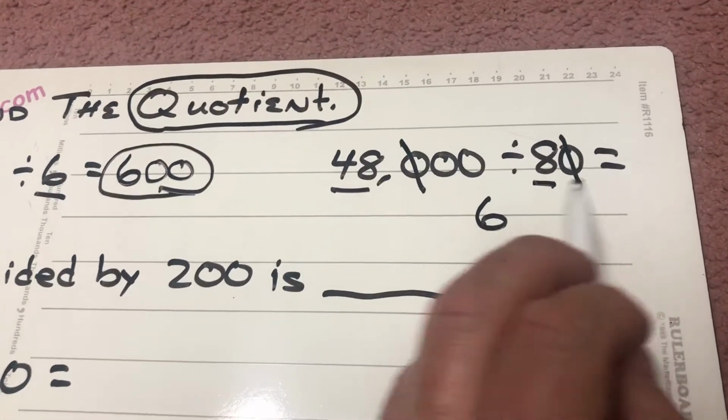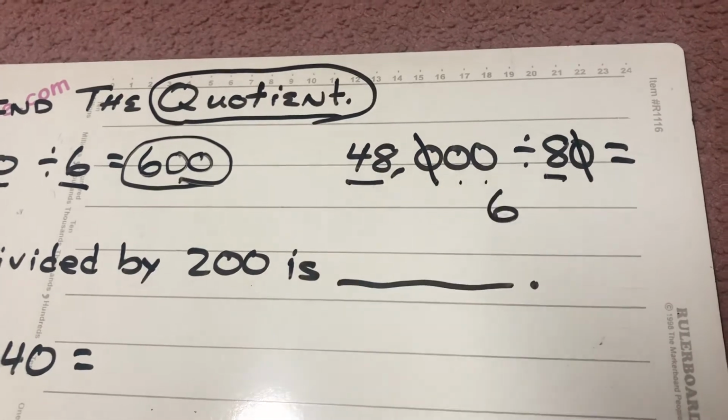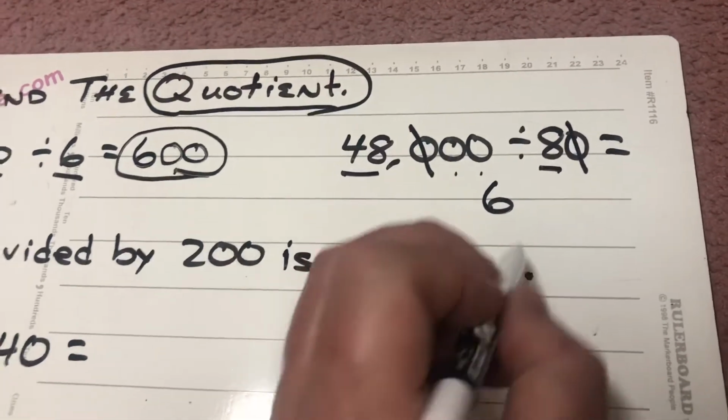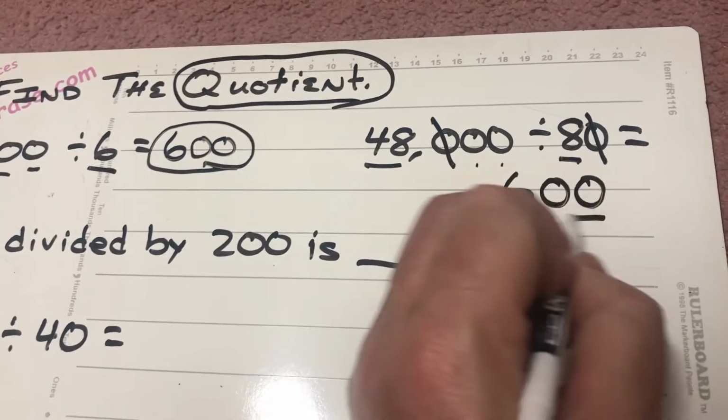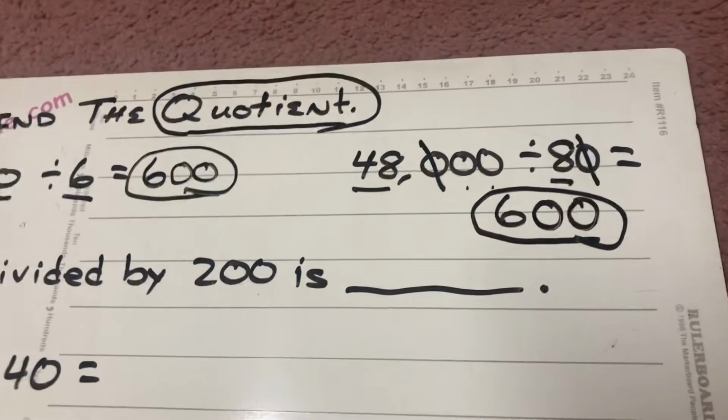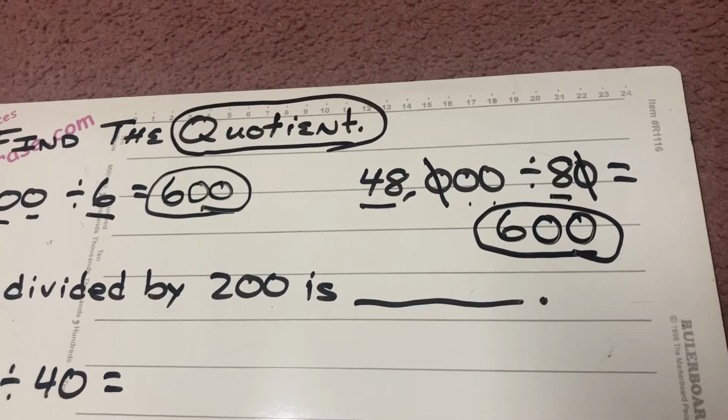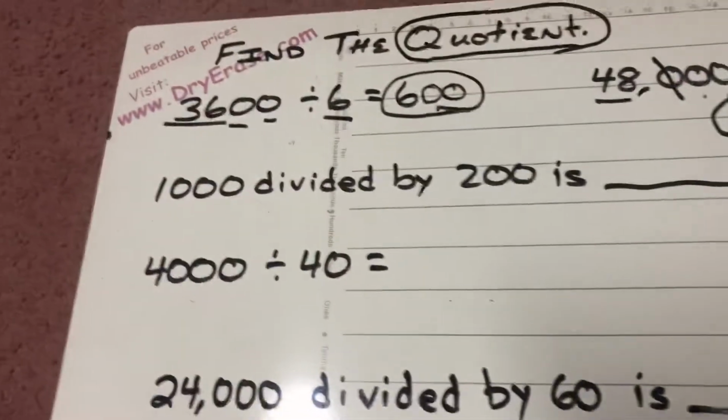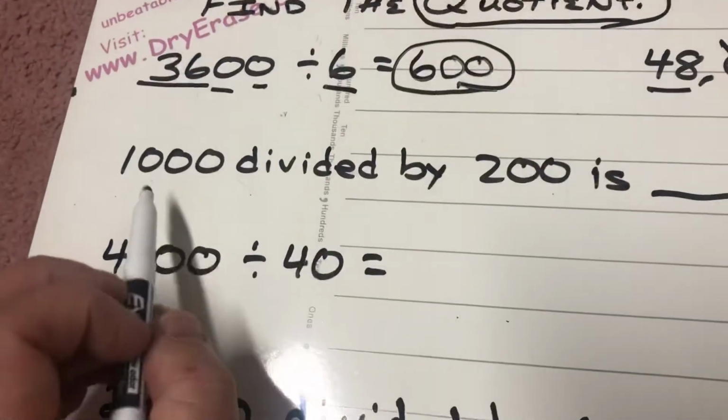There's no zeros left here. I see that there's 2 zeros there. Those 2 zeros become part of my answer. My answer, ironically, again, is 600. Same sort of problem, it just is going to look a little different.